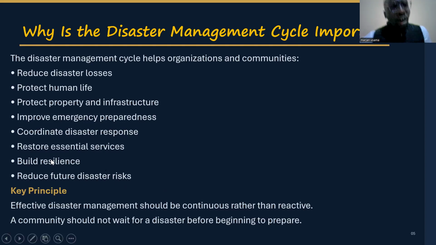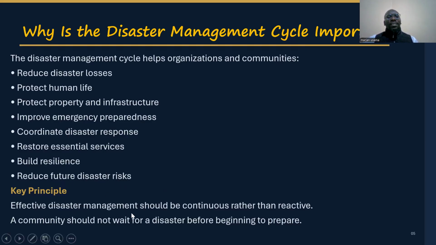Then also build resilience. What is the meaning of resilience? Resilience basically means the ability to withstand the effects of a disaster. So resiliency basically happens when we are well prepared. Resiliency also happens when people are educated, we have enough capacity. Then lastly, reduce future risks.